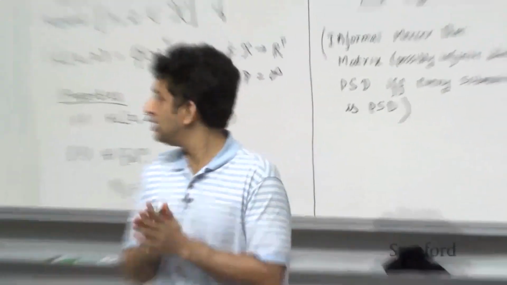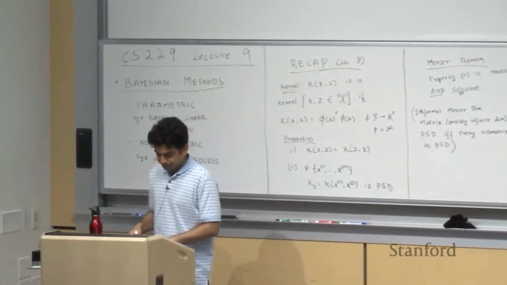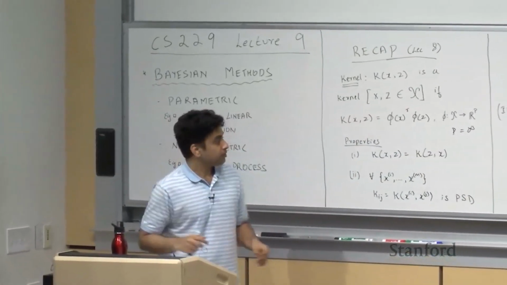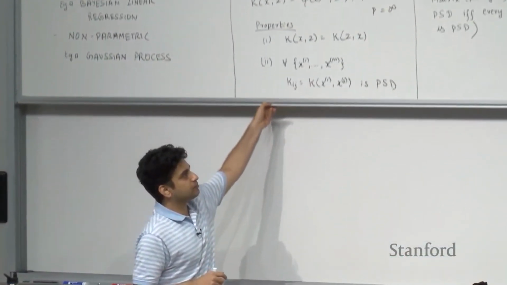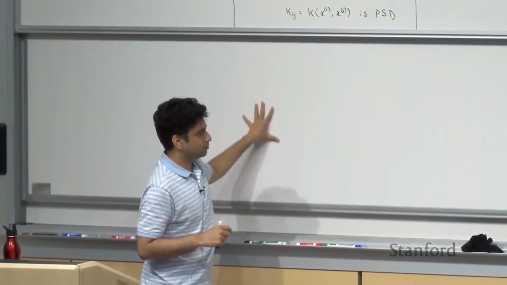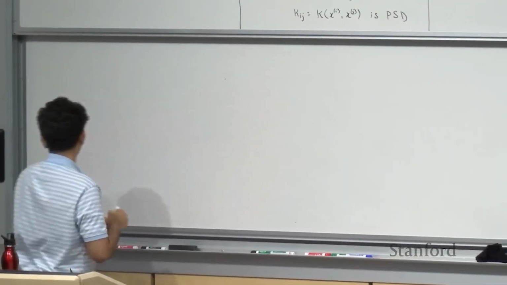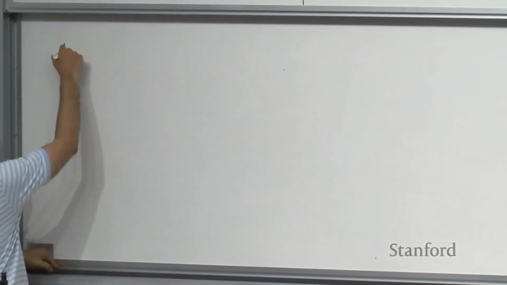Okay, cool. So let's jump in. Bayesian methods. So far the methods that we've seen can be loosely called frequentist methods.